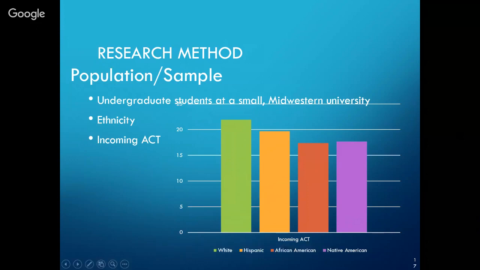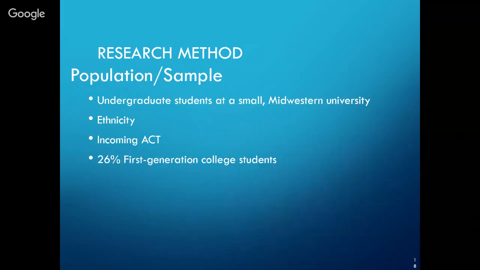So you can see the ethnic breakdown there of the incoming ACTs of the students that were in my particular sample. 26% were first-generation college students, 36% were Pell eligible.